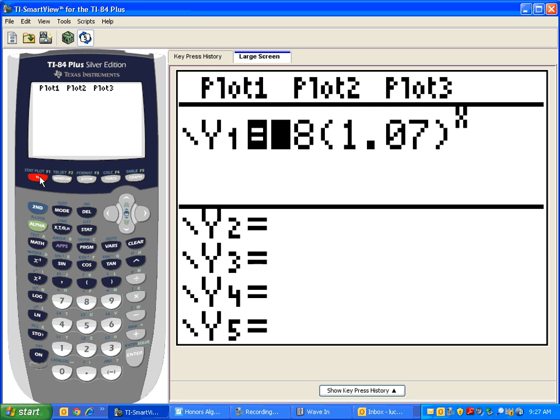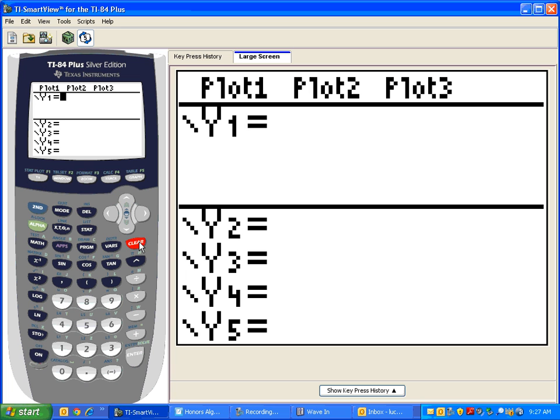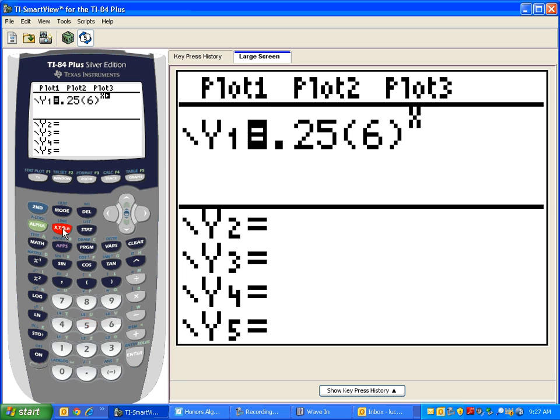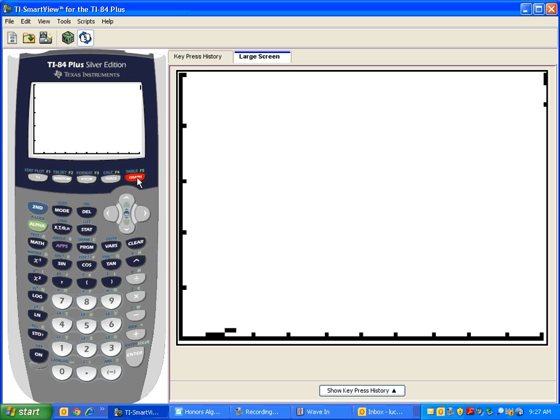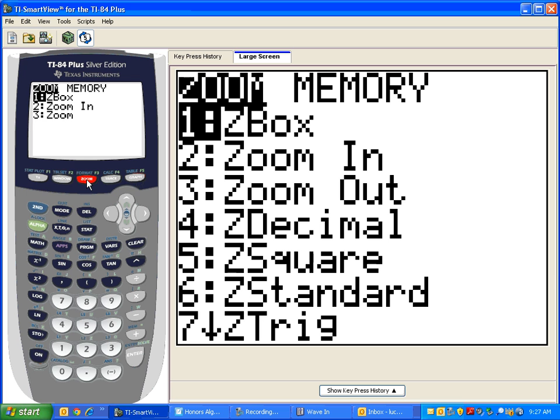So we do y equals 0.25 times 6 raised to the x power. Graph this. And you'll see that this window's bad right now because I can't see the left side of the graph. So I'm going to go back to Zoom Standard.